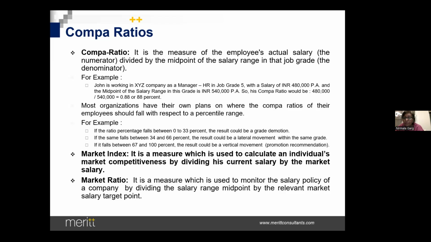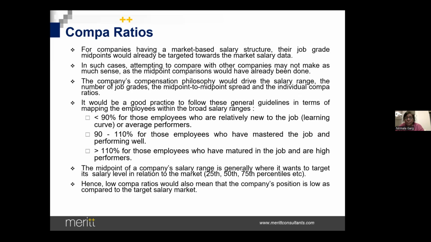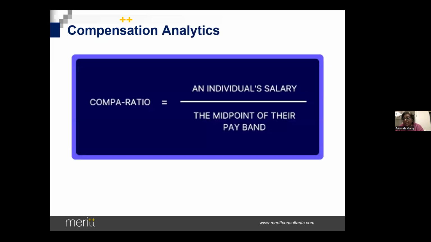Two, with the help of a comp ratio, you can also fix your recruitment policy. I will not recruit anybody at more than 90% of the comp ratio. What does it mean? I will not give a higher salary. It will be 90 so that I can keep the wage cost low. Comp ratios can also be calculated at an individual level, at a team level, at a location level, and also at an organization level.